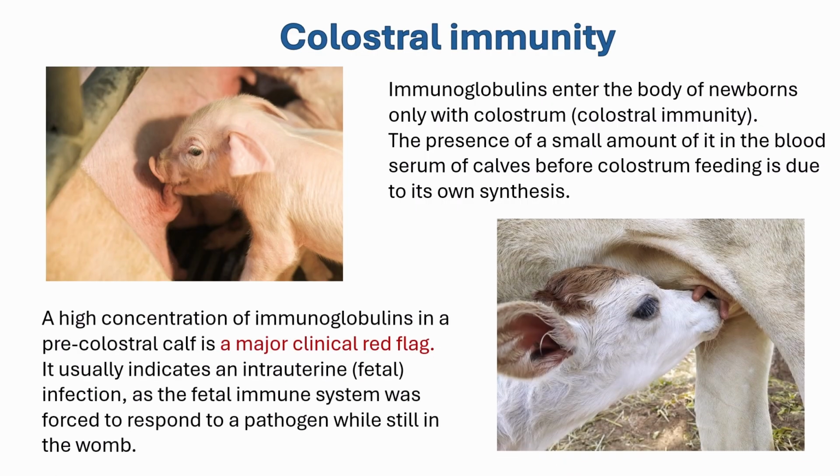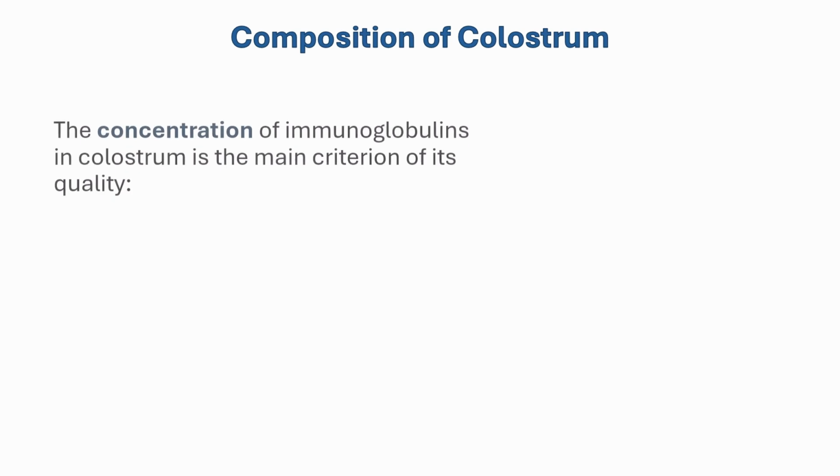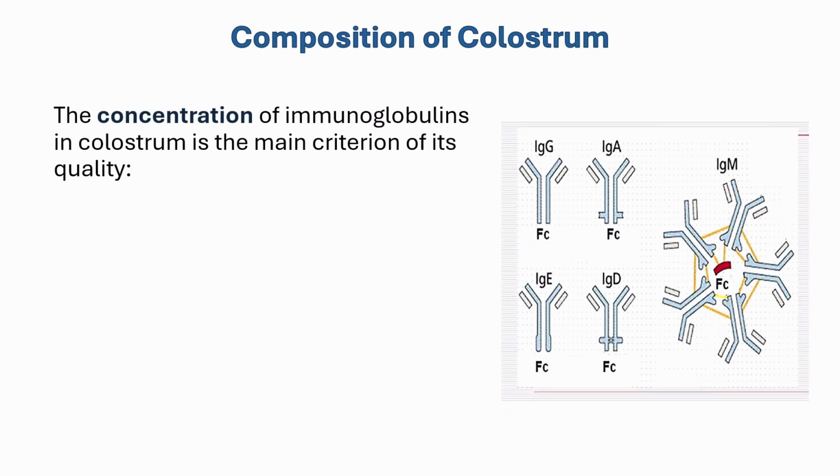A high concentration of immunoglobulins in a pre-colostral calf is a major clinical red flag. It usually indicates an intrauterine fetal infection, as the fetal immune system was forced to respond to a pathogen while still in the womb. When assessing colostrum, the concentration of immunoglobulins in colostrum is the main criterion of its quality.